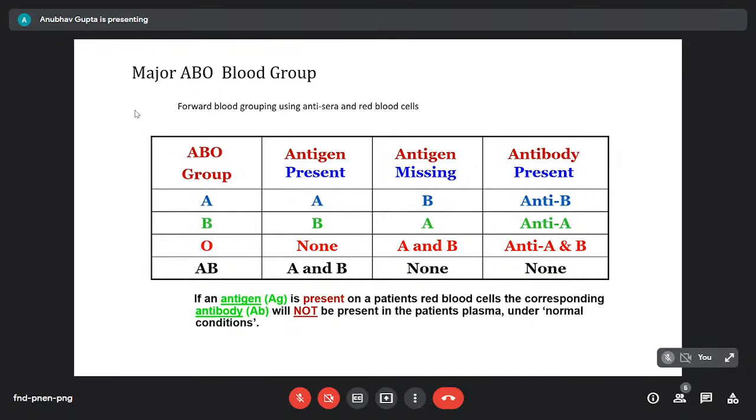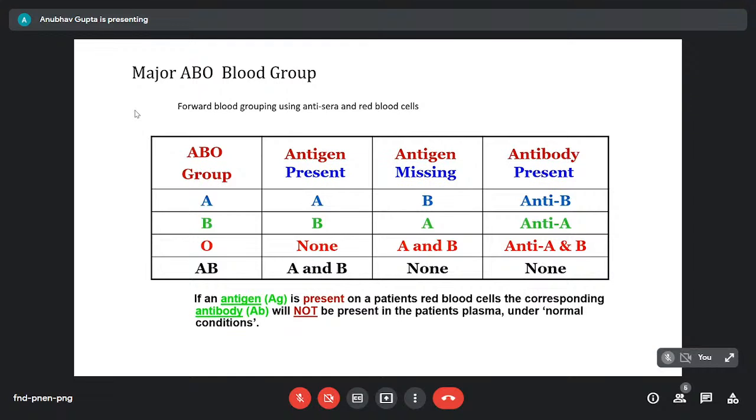And for the AB blood group, we are having both A and B antigens present on the red cells, and we are having nil or no antibody present in the serum. So here we are talking about the ABO blood group system only. Out of 43 blood group systems, I am talking about the ABO system, where on AB, O, B or A, we are having A antigen, B antigen, AB antigen. We might be having other antigens also.